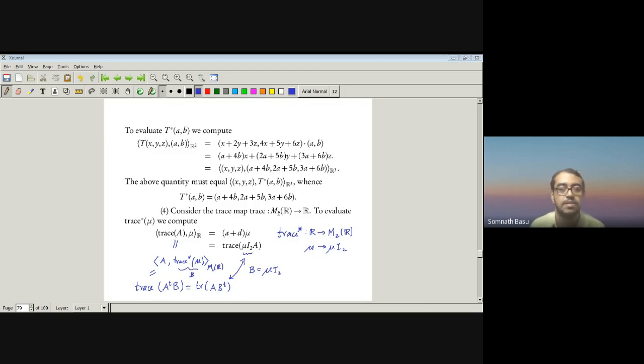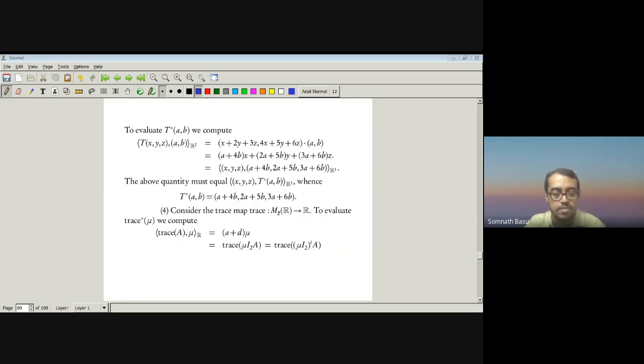Okay. So in the Viva, some of you were asked about the dual of this map. Now you can check that the dual composed with the phi V, phi W will give you this map. You can check it very easily. So the trace star of mu is mu times identity.